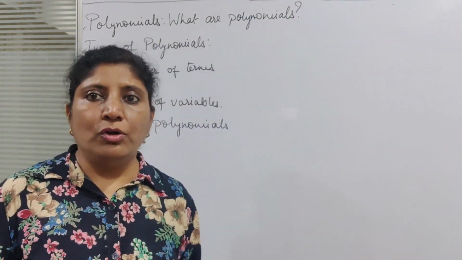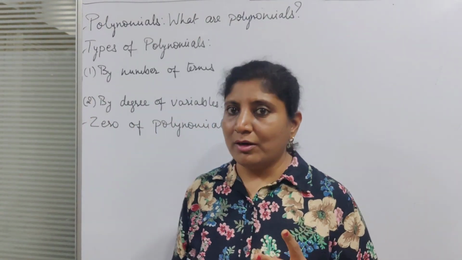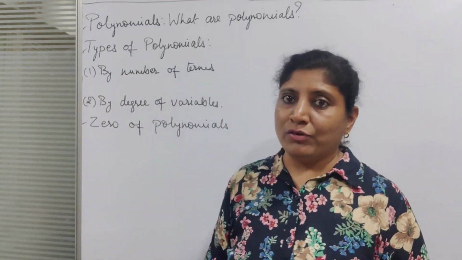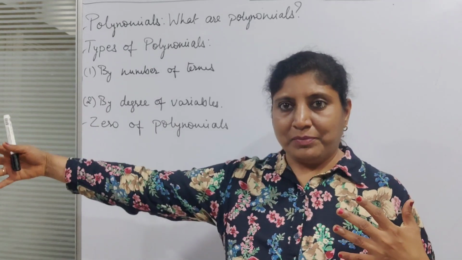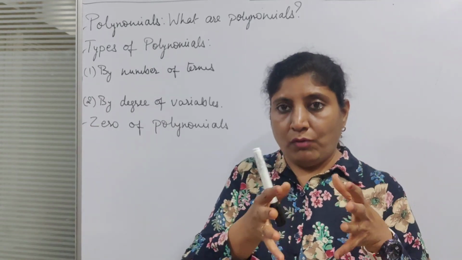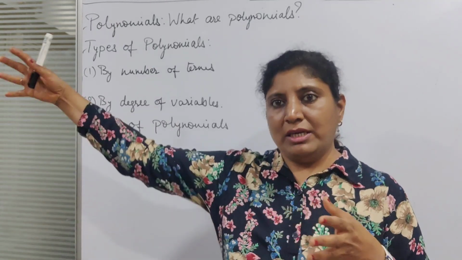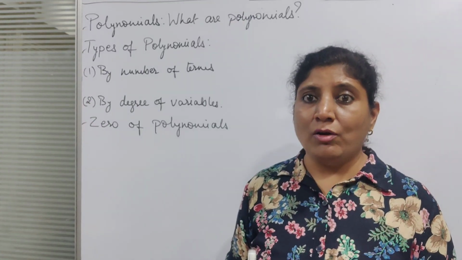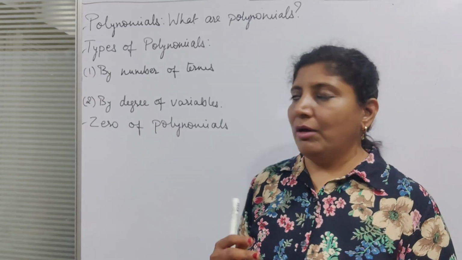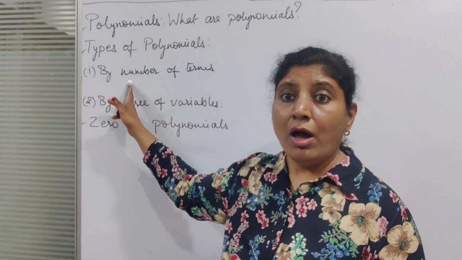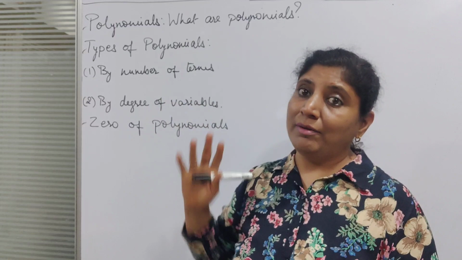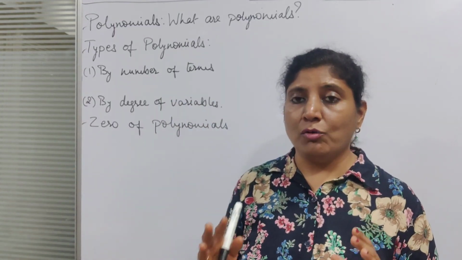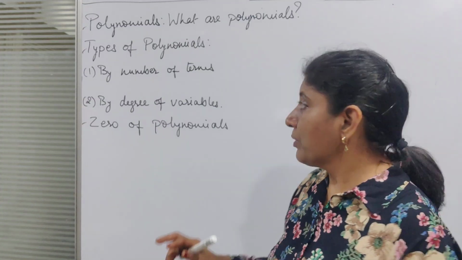Now types of polynomials could be of 2. There could be 2 types. Type number 1 is by number of terms. There is a chain, right? There could be one term, 2 term, 3 term, likewise many terms could be there. So we will try to define or name the polynomial on the basis of numbers of terms that polynomial has. उसको कितना नंबर का टर्म है उसके ऊपर से उसका नाम रखा जा सकता है.